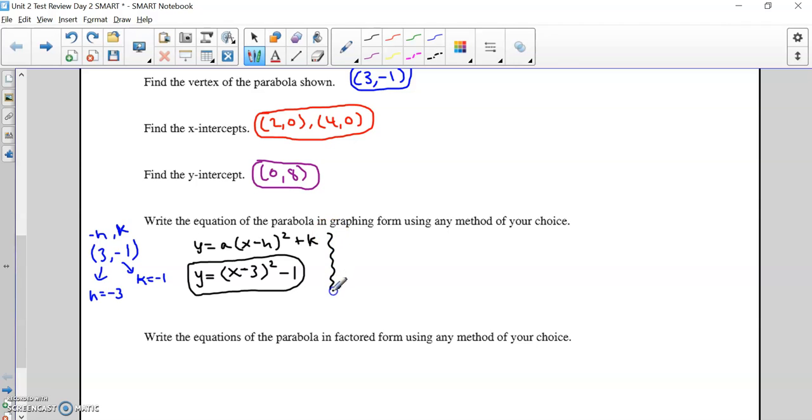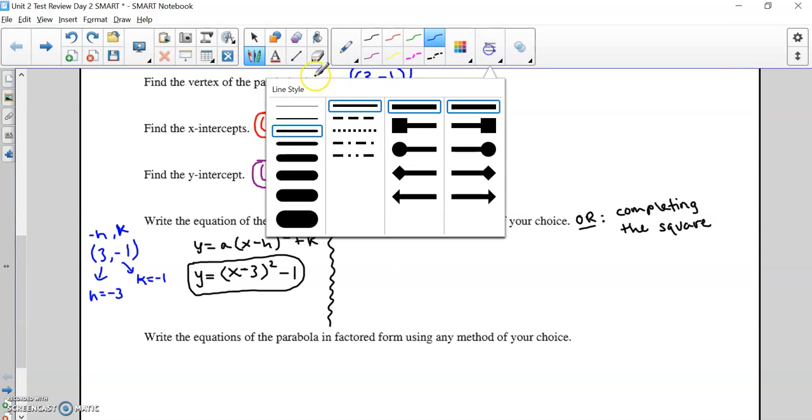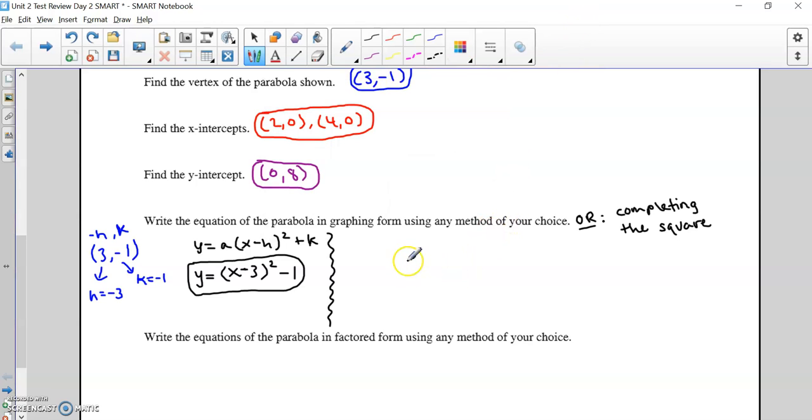Now, if you don't remember how to do that, or if you don't like that, or it doesn't make sense, you can always, of course, fall back on completing the square. Okay, that is the original way that we learned to convert a quadratic equation in standard form to graphing or vertex form. All right, so the way you do that is you use the box. This is the one that's just the box, not the box and diamond.